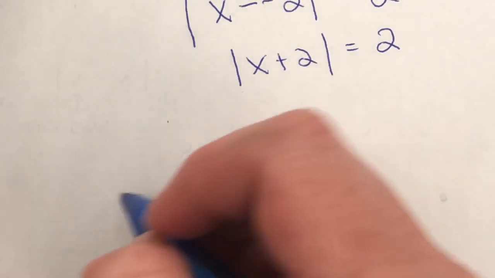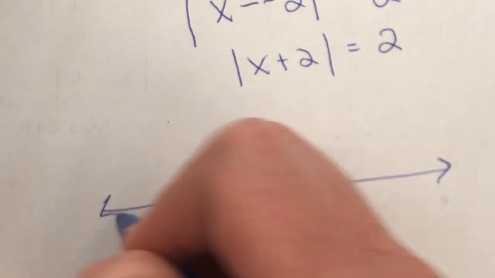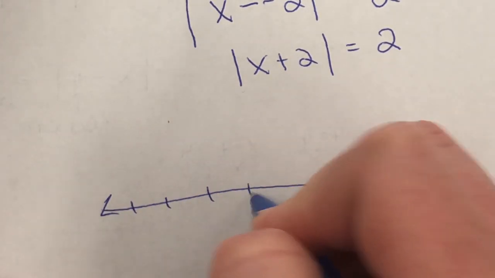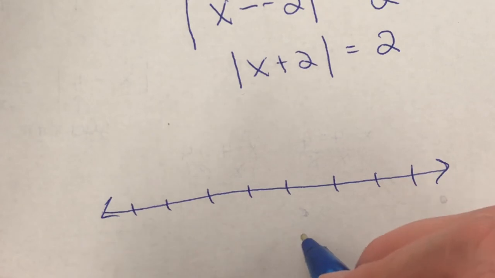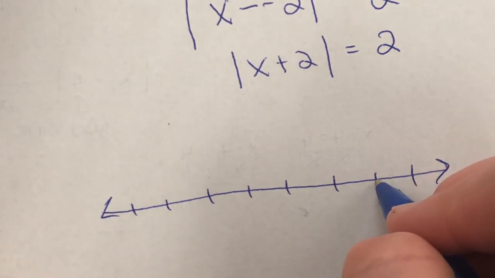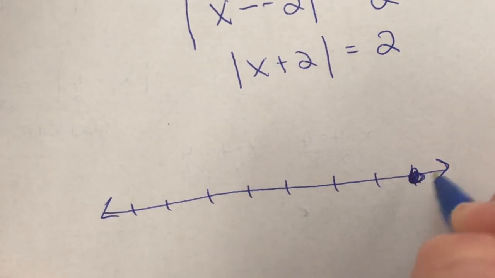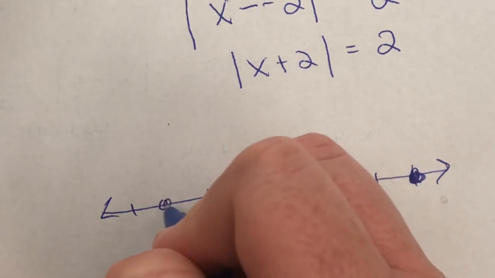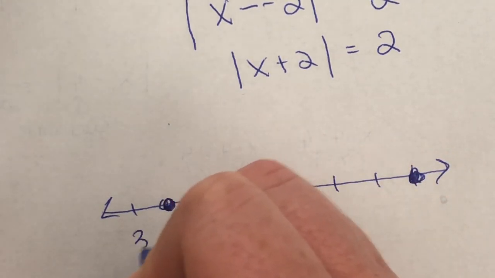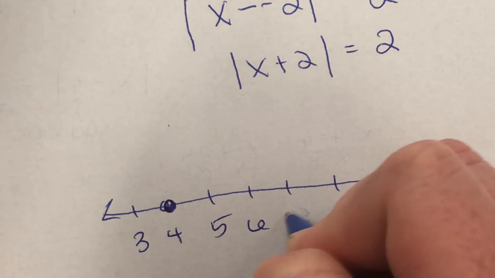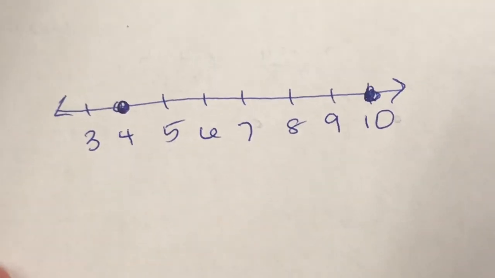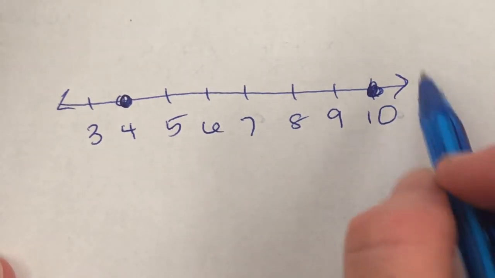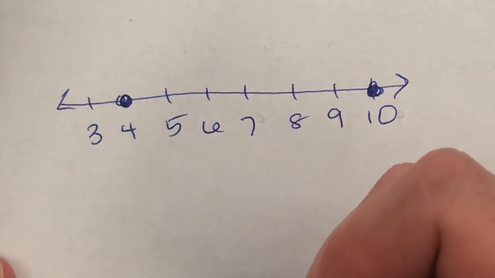Let's do another one. Let's do it if it's positive. Let's do 1, 2, 3, 4, 5, 6, 7, 8, 9, 10. Here's our graph. We have to write an absolute value equation that this graph represents.